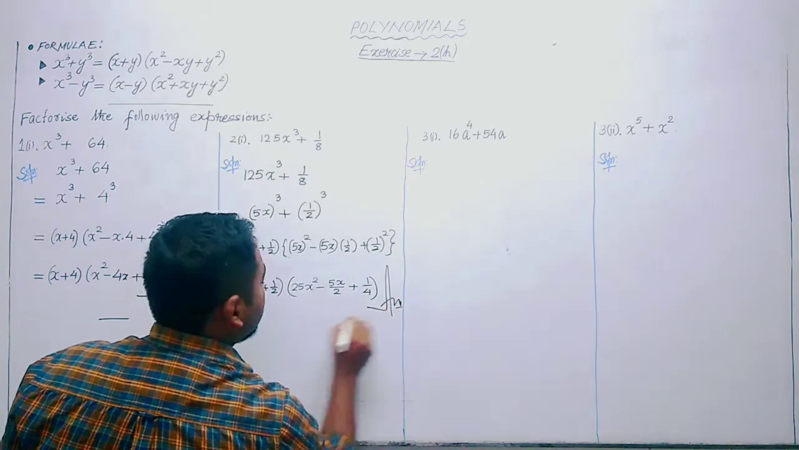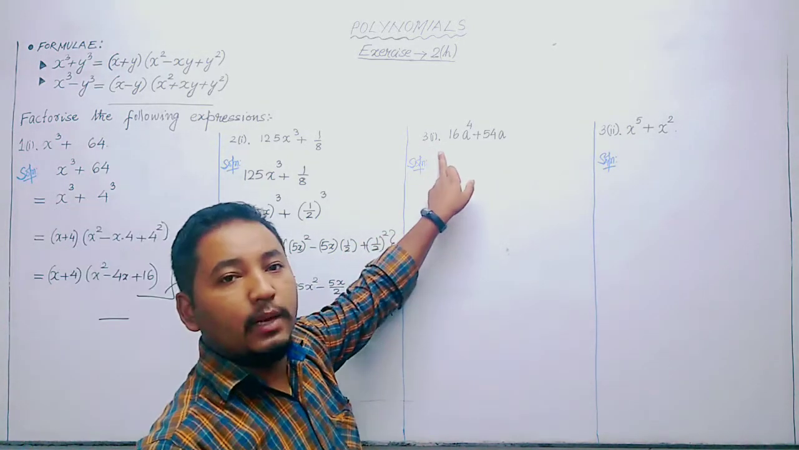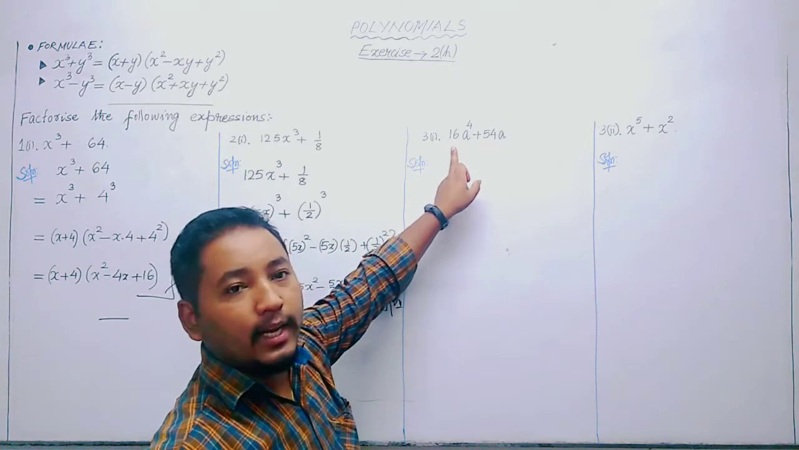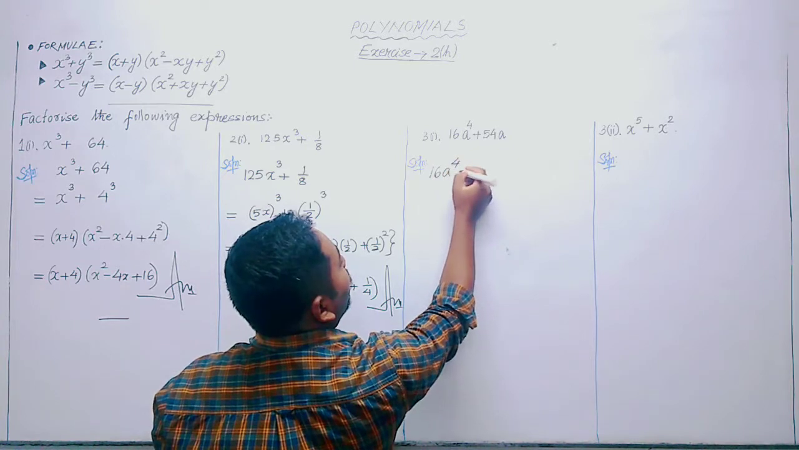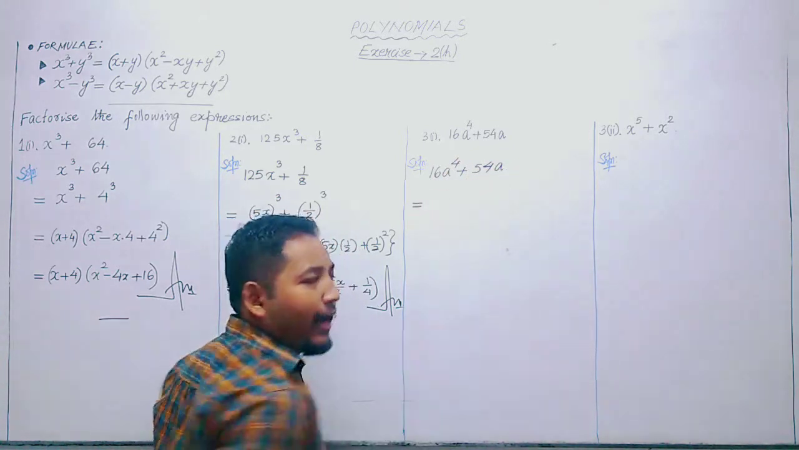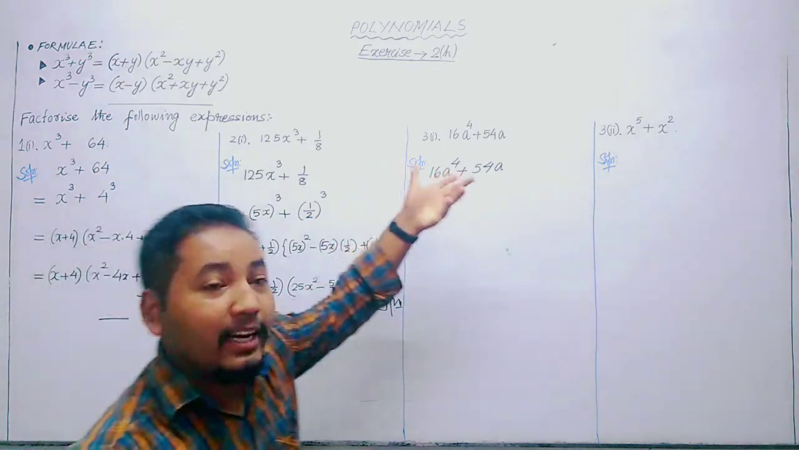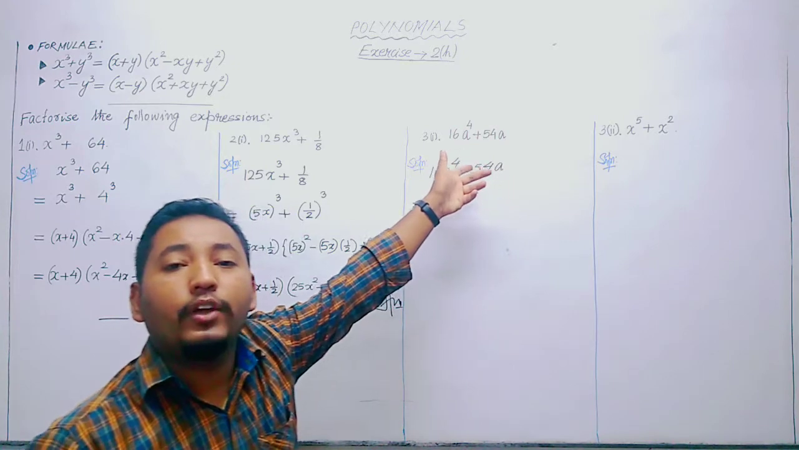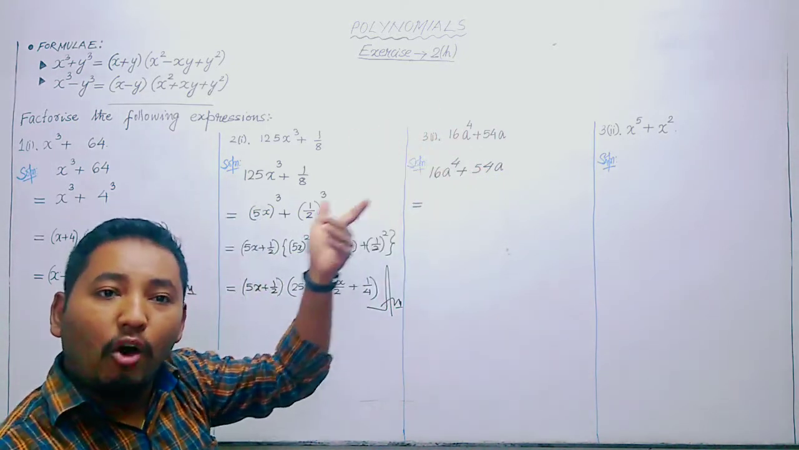That is the answer. And let us go to question number 3, sub number 1. Again you have 16 a to the power 4 plus 54a. If you look at this question very carefully, you will find out that it is not directly possible to convert it into the form of a cube. First, we have to take out something common from there.